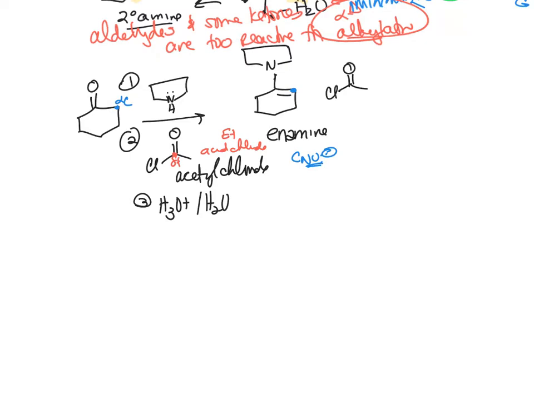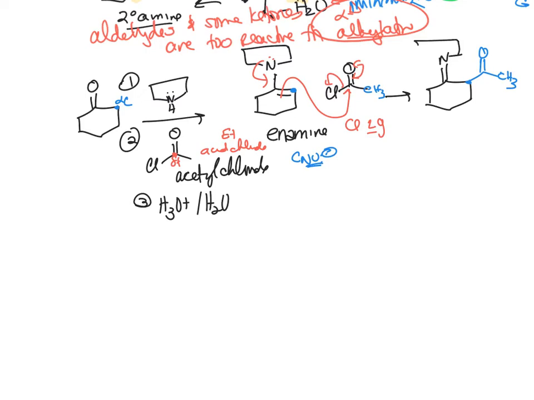So now these electrons on nitrogen come here. Those electrons push, those electrons go up, come down. Cl is a leaving group. And now you formed a new bond at your alpha carbon. And you form this iminium ion. And third, you add acid and water.